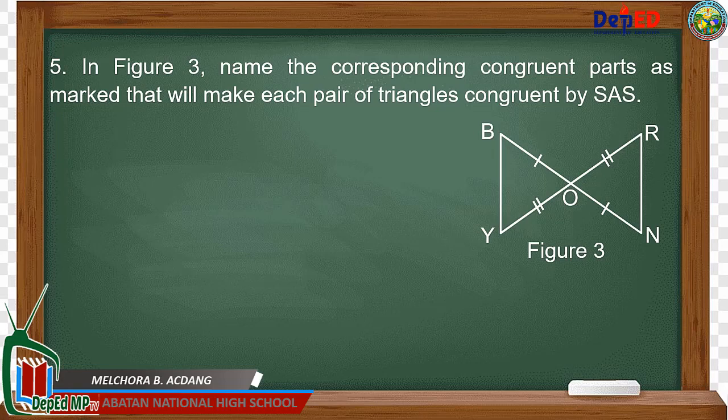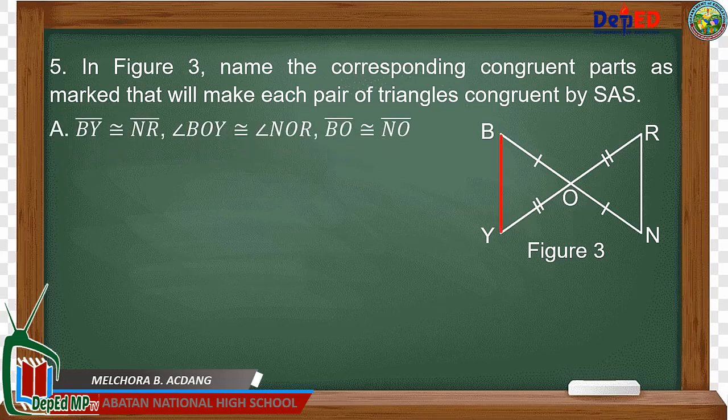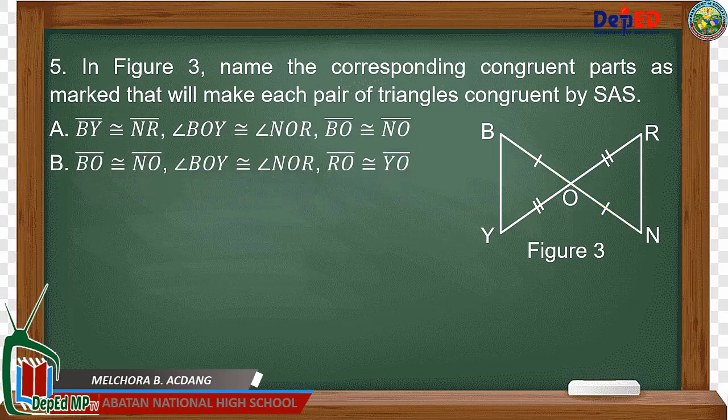Number 5, in Figure 3, name the corresponding congruent parts as marked that will make each pair of triangles congruent by side, angle, side. Letter A, line segment BY is congruent to line segment NR. Angle BOY is congruent to angle NOR, and line segment BO is congruent to line segment NO.